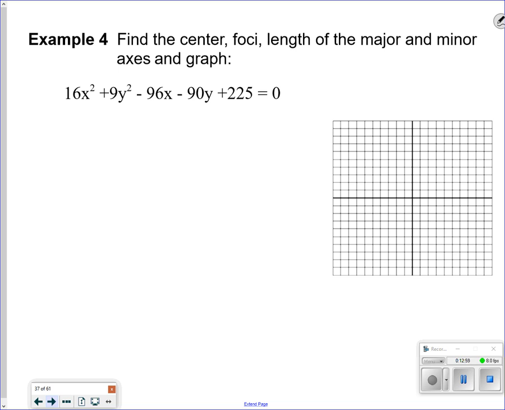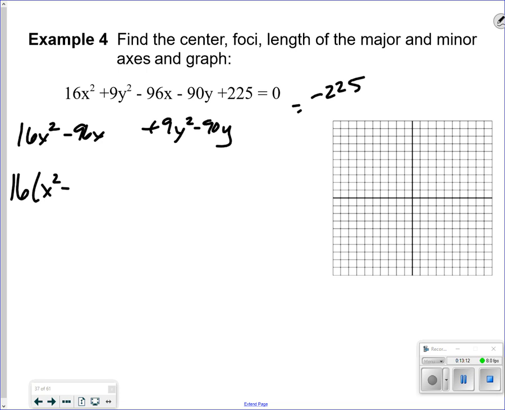All right, welcome back. Let's see if you can get it. So 16x squared minus 96x plus 9y squared minus 90y is equal to negative 225. So I had to move the 225 over. I'm going to take 16 out of both x's. Half of 6 would be 3 squared. 3 squared times 16, so 9 times 16 is 144. And that would complete the square for x.